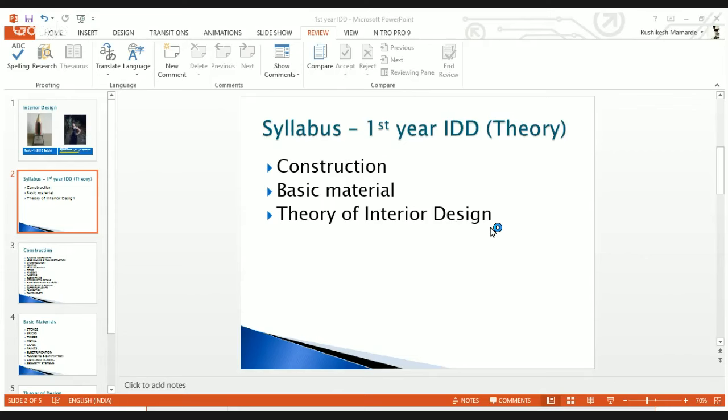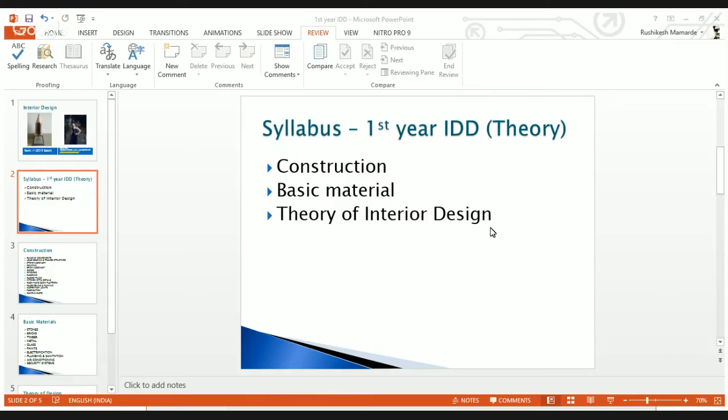I'm going to teach you both things, theory and practicals, whatever is possible for me. Before starting with the practicals, we'll discuss the theory, because we should be very clear about the theory aspect so that we are able to do the practicals also, right? So these are the three topics. Basically, these are the three subjects: first is construction, second is basic material, and third is theory of interior designing.